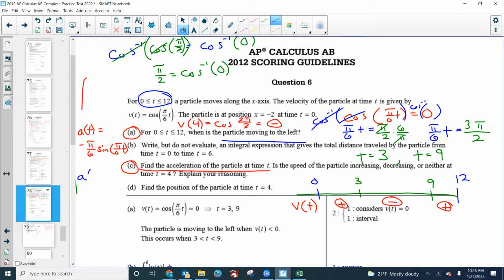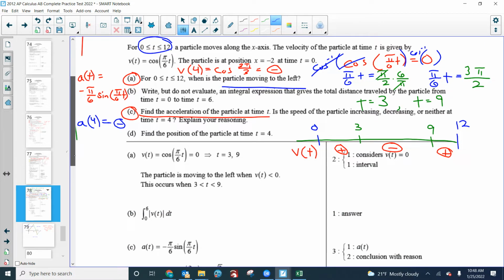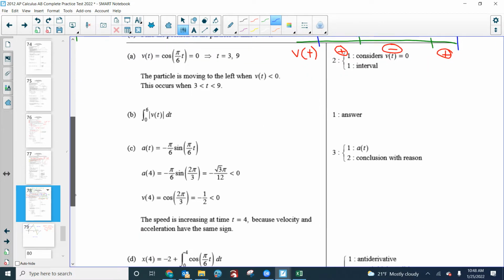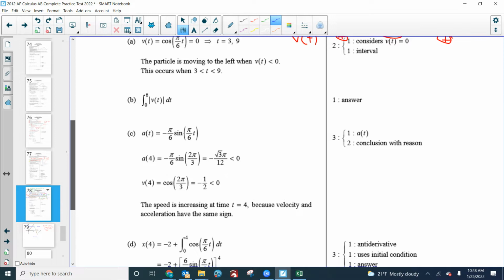Acceleration. What's a of 4? Well, what's the sine of 2 pi over 3? The sine is positive times a negative pi over 6, which is negative. Velocity is negative. Acceleration is negative. So for letter C, the speed is increasing.